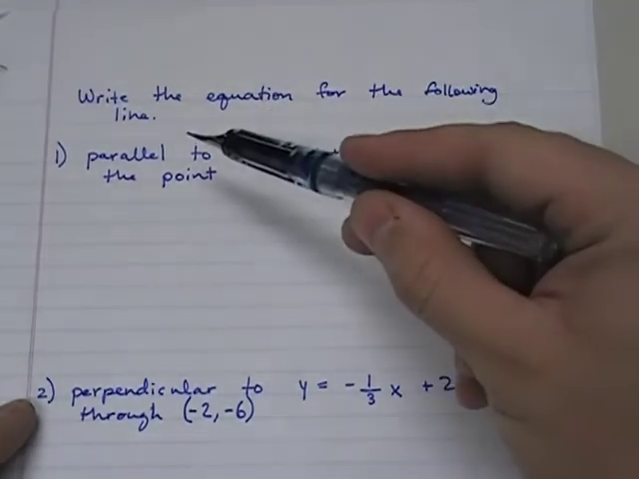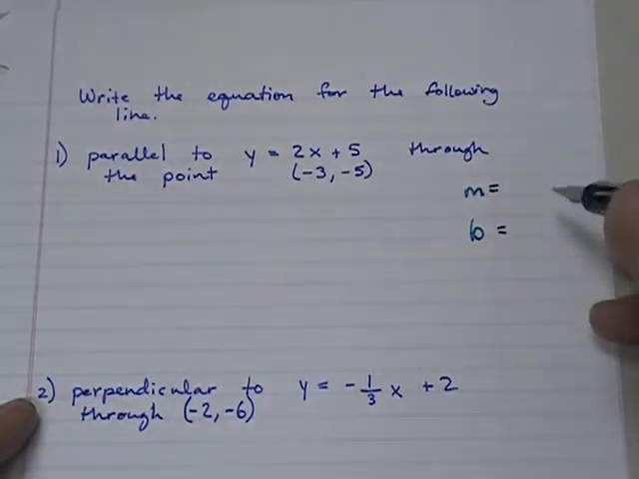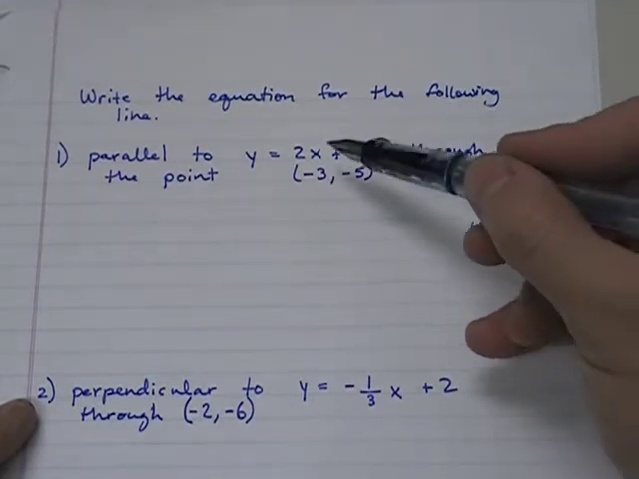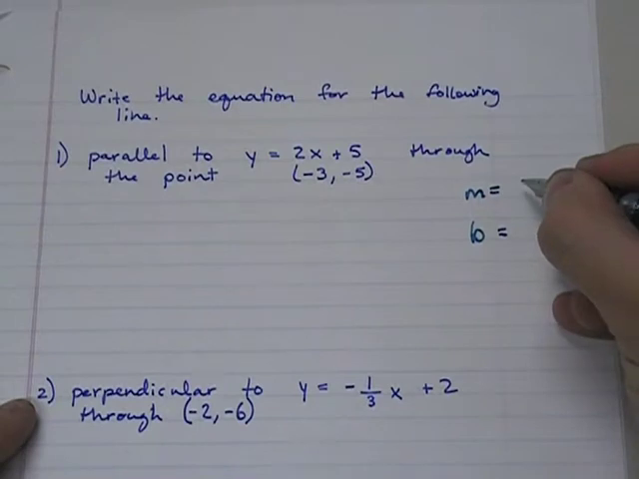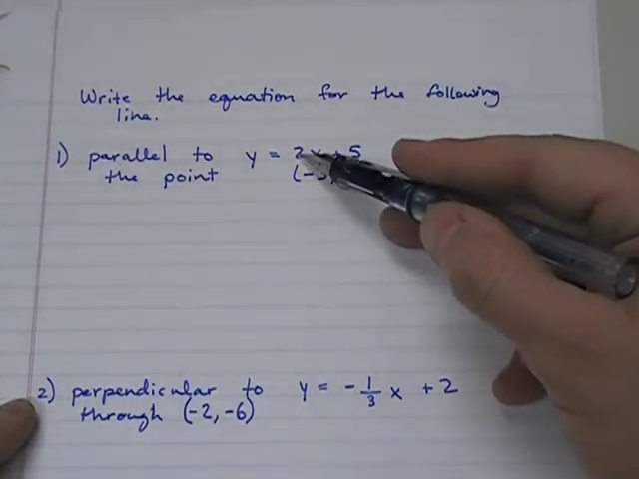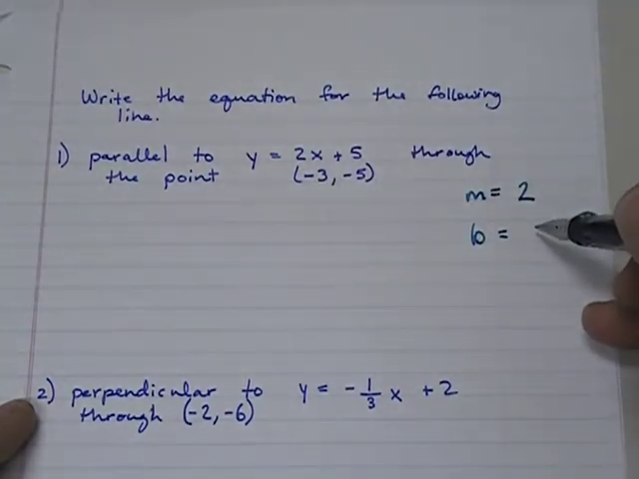And when they tell me it's parallel to y equals 2x plus 5, they've already given me m. Not directly, but indirectly, because for two lines to be parallel, they have to have the same slope. So I know m must be 2, or 2 over 1, because it's here in this equation. So if I know m, now I need to find b.